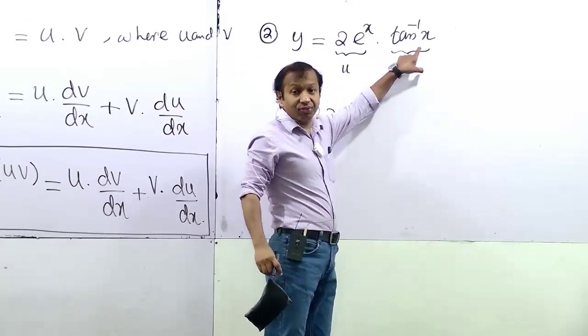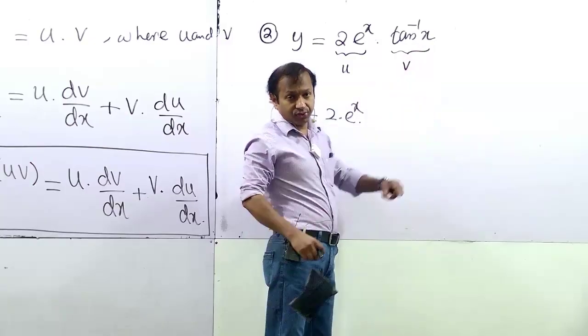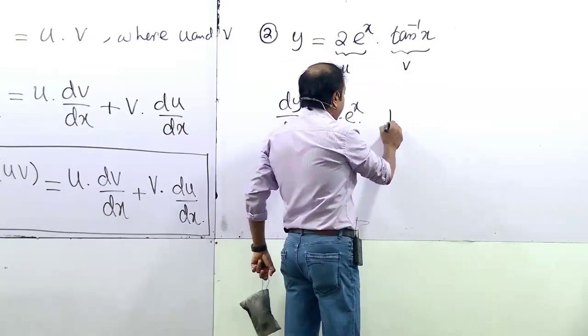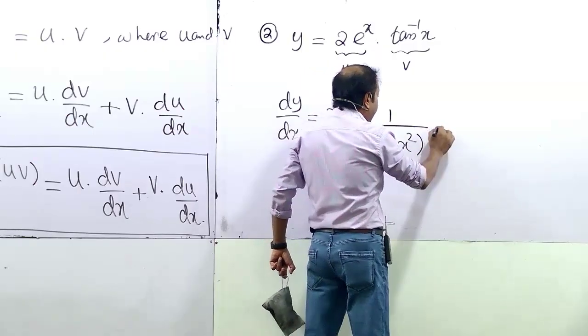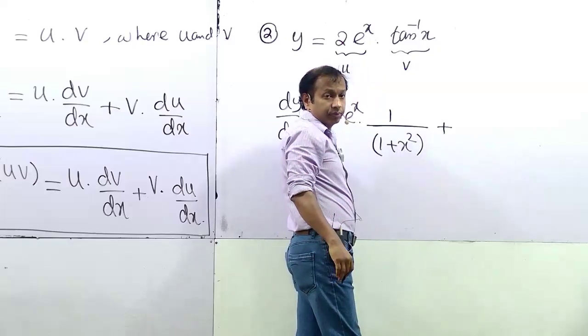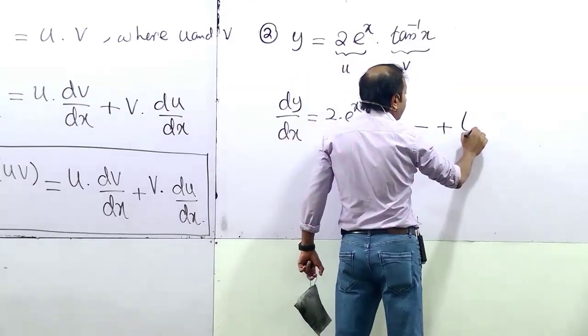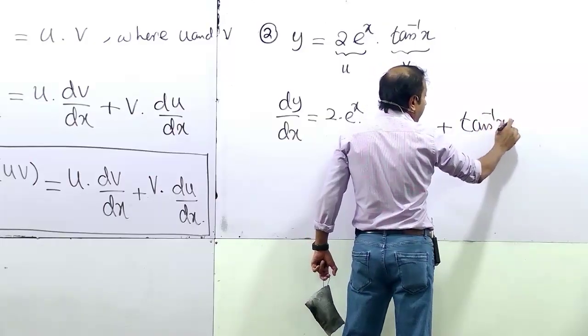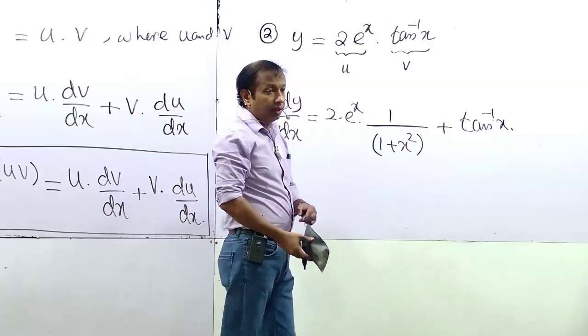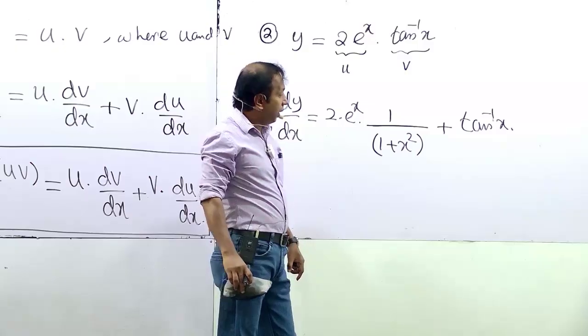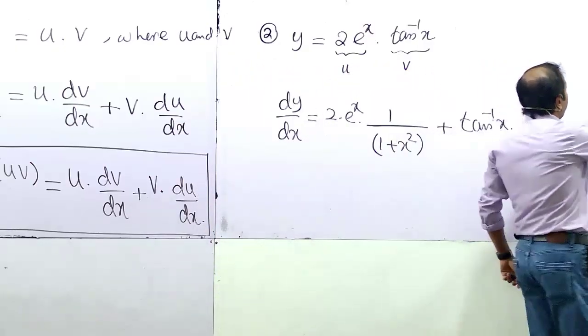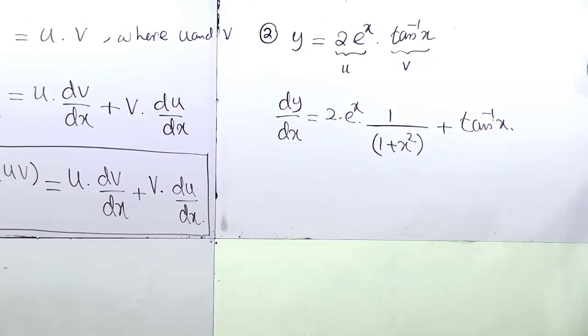Derivative of tan inverse x, what? 1 over 1 plus x square. Multiply that by 1 over 1 plus x square. Now plus tan inverse x, the differentiated function we keep as the same. Now that should be multiplied by the derivative of 2e^x. Tell me people, how to differentiate 2e^x.